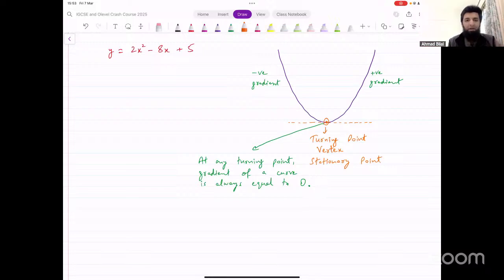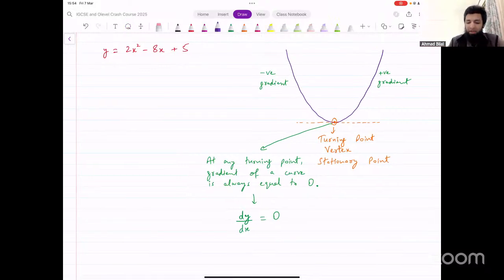Now, how do you find gradients of curves? Gradients of curves are found using differentiation. So if the gradient is equal to 0, that implies that dy over dx is supposed to equal 0. If the gradient is 0, that means dy over dx is equal to 0.